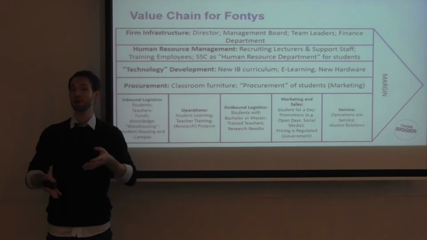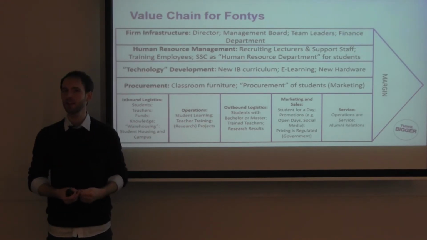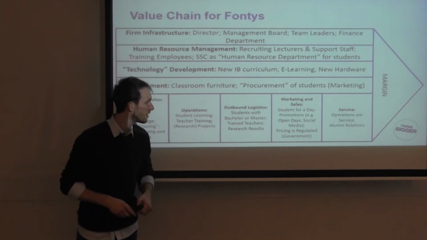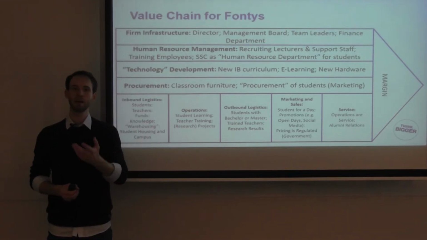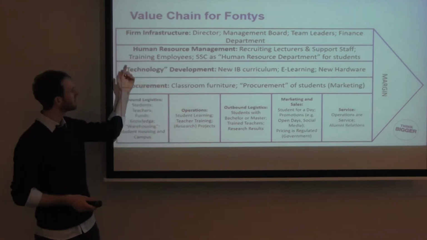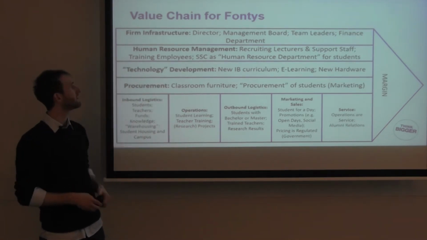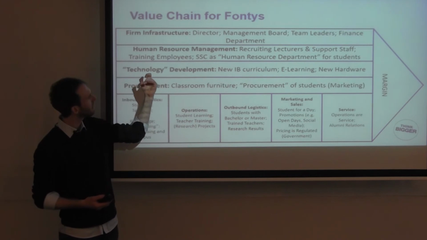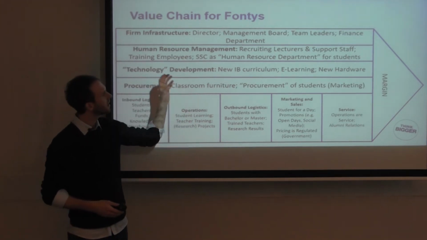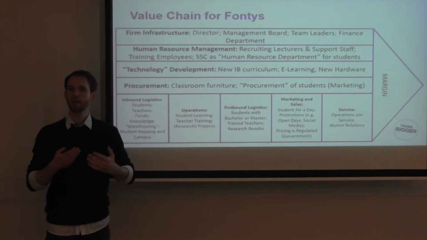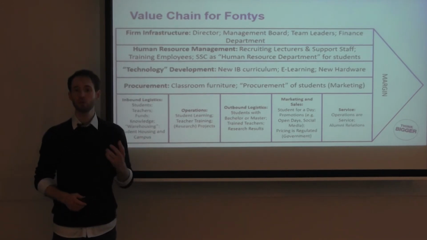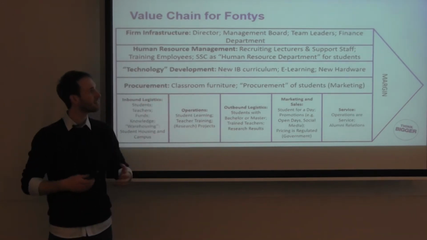Since when you have your bachelor's, you probably don't have that much connection to your university, one of the additional services is a kind of alumni network, which actually are alumni groups where we stay in contact with the students that graduate here. If you look at the support activities, the first thing is the firm infrastructure. So we have a director, Mr. Bram Tenkate is our director. Then we have a management board consisting of the different team leaders, a finance department, and so on. That is basically the infrastructure of the company. The human resource department is there for recruiting lecturers and also the support staff and training them and so on.